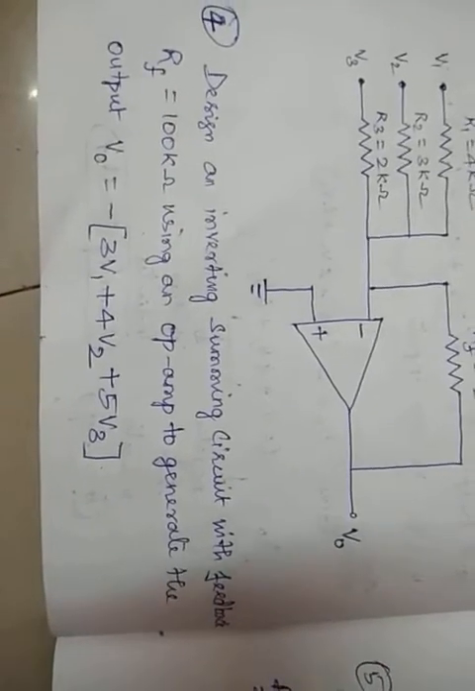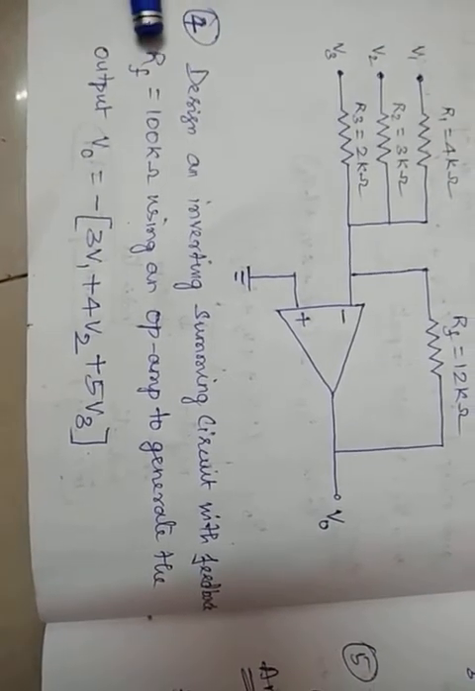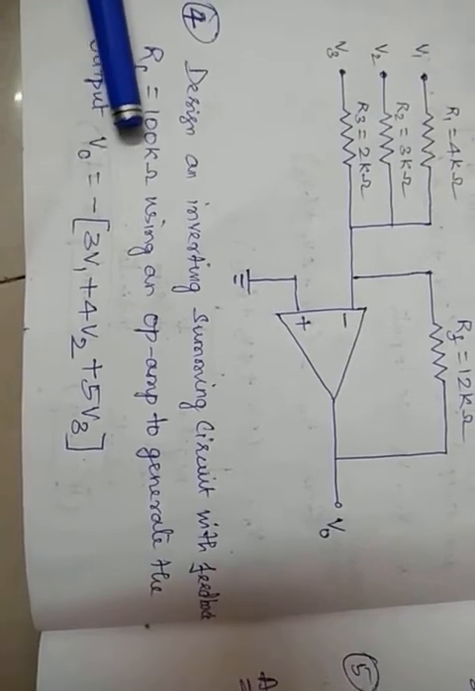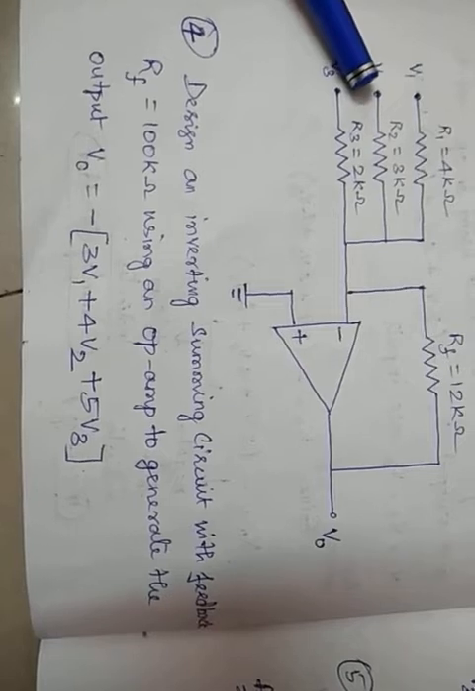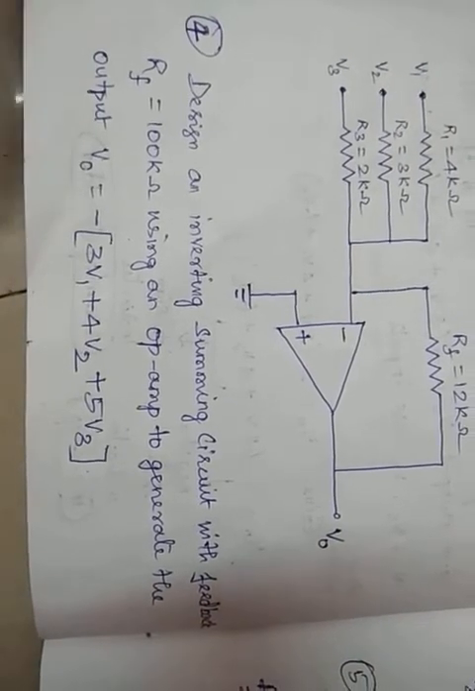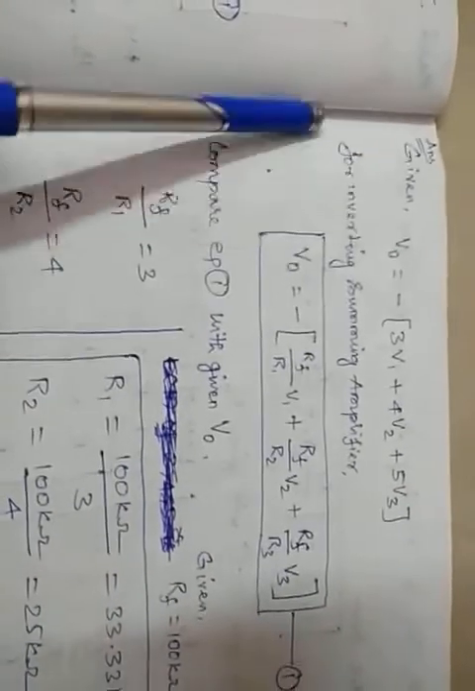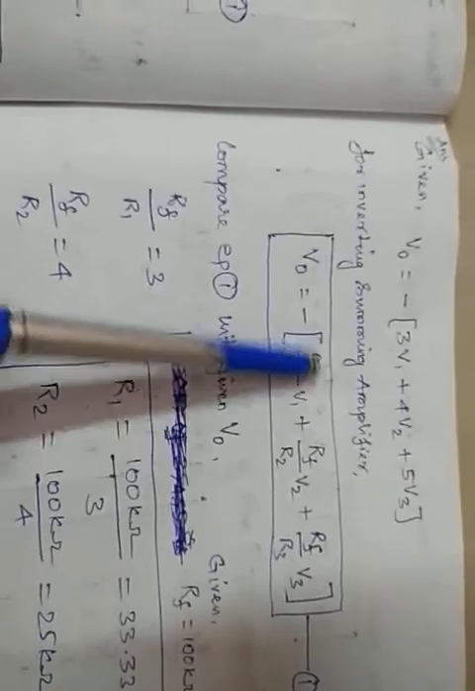Second problem: design an inverting summing circuit with feedback Rf, which is given in this question as 100 kilo ohm, using an operational amplifier to generate the output Vout equal to minus 3V1 plus 4V2 plus 5V3. So the Vout value is given, right? And in the question itself it is given as inverting summing amplifier.